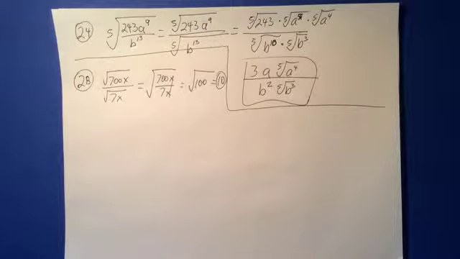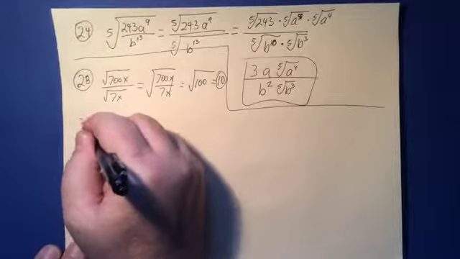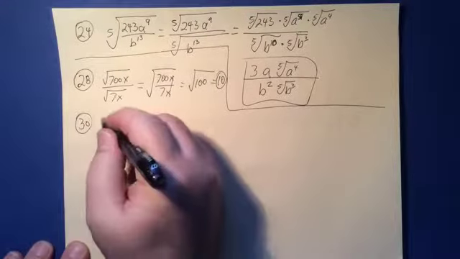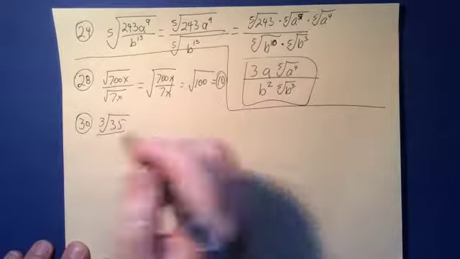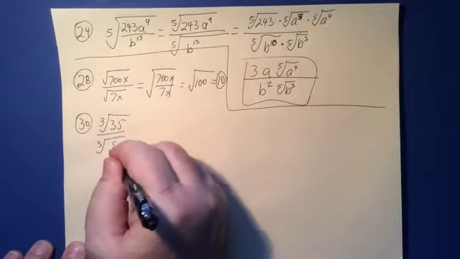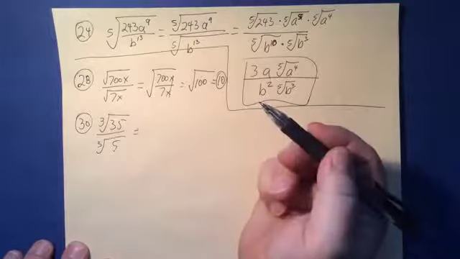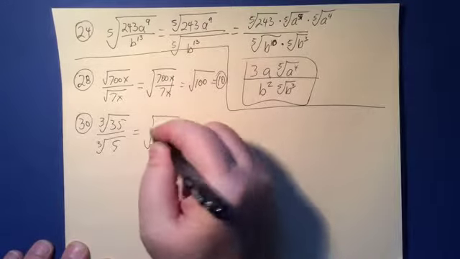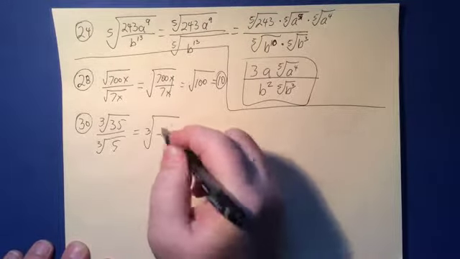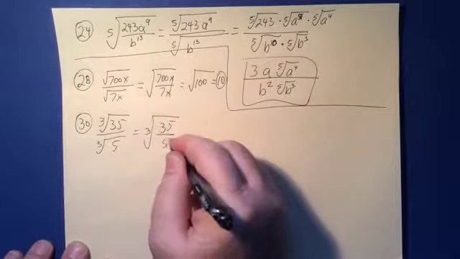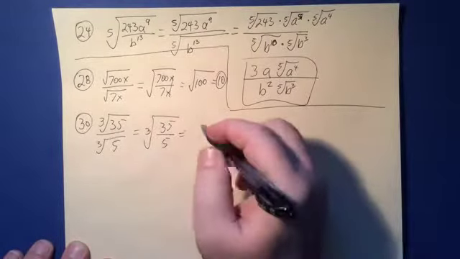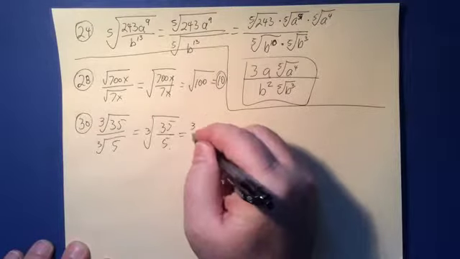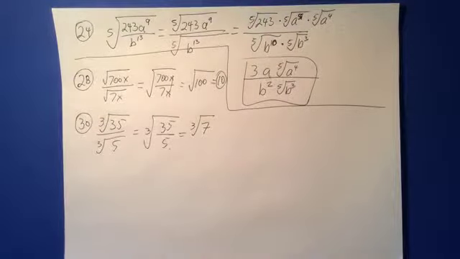Now, this doesn't always work, and sometimes the radical is just going to remain. Let's go ahead and take a look at question 30. Here we have the cube root of 35 divided by the cube root of 5. So I'm going to combine this in one radical as the cube root of 35 divided by 5. And when I get done with this, 35 divided by 5 is the cube root of 7.